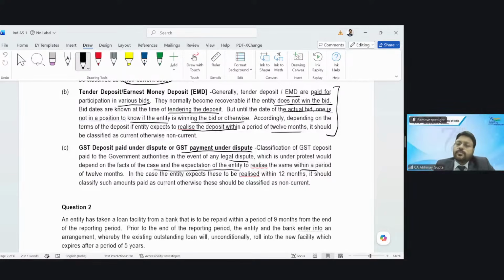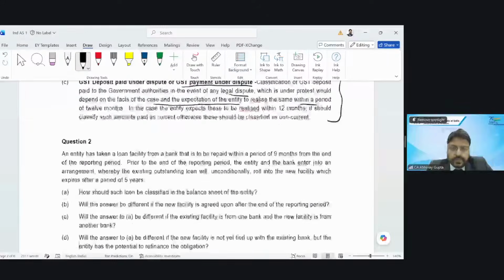Otherwise, it has to be presented as non-current. So by default, presentation would be non-current until the entity is able to demonstrate that they truly believe that this deposit will be refunded to them within the next 12 months from the reporting date. Right. So if they are able to demonstrate so, then current. Otherwise, deemed presentation is non-current. Perfect.